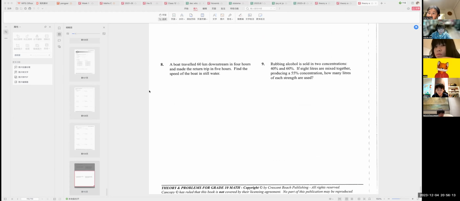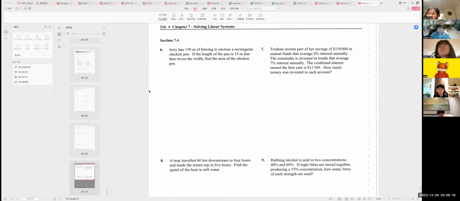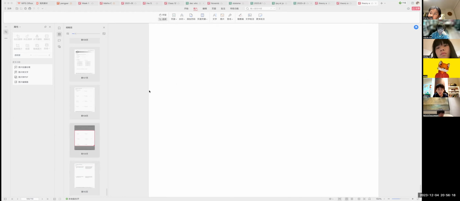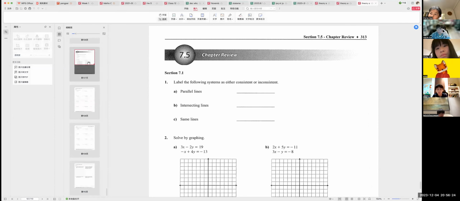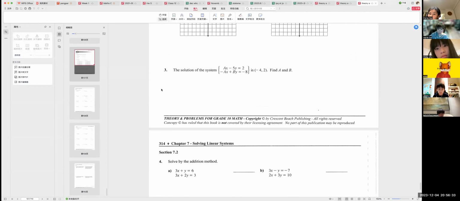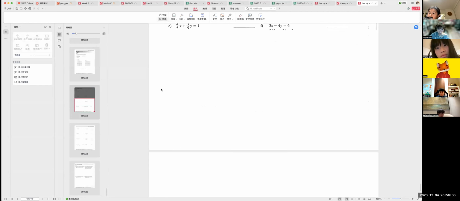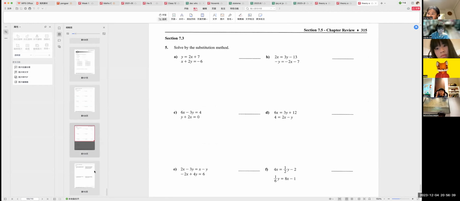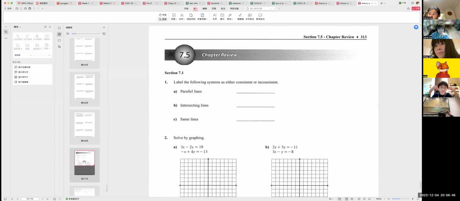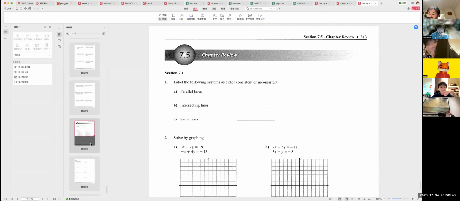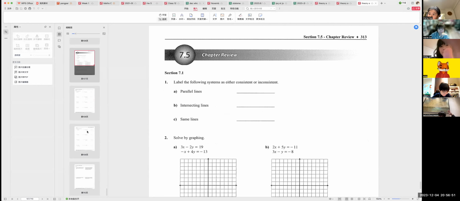Okay, so that's it for today's class, for the linear equations. We have learned the linear topics for the past couple of weeks, right? We have learned the parallel line, the perpendicular line and everything. Do you still remember that? Again, we're going to have a chapter review for these questions. All the harder questions I have already given to you.